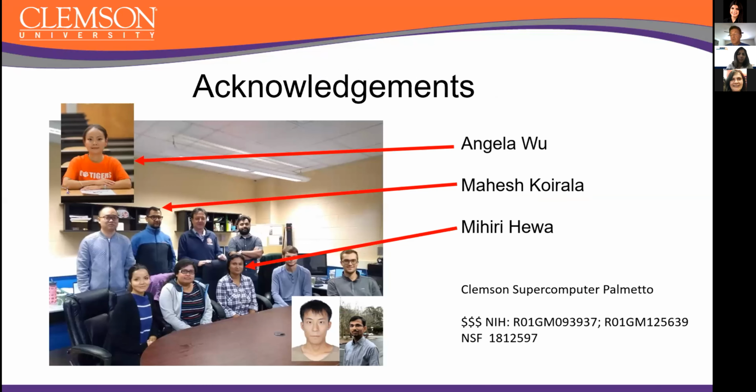And I would like to acknowledge the people who did the lab work. Angela, she just became a mother, and this is one of the reasons that we were not able to finish the work. Mahesh Koraila is a graduate student in the lab doing molecular dynamics simulation of creatine. And Mihiri, she does structural modeling. And thank you for your attention.